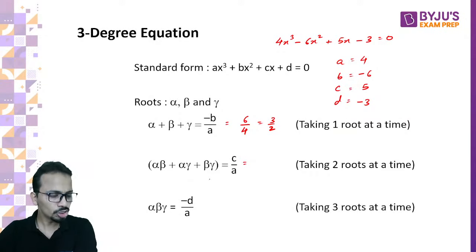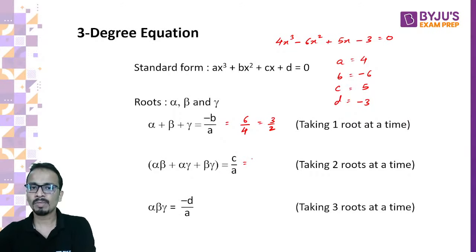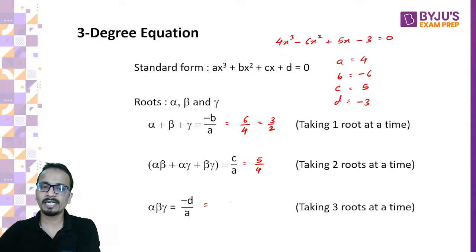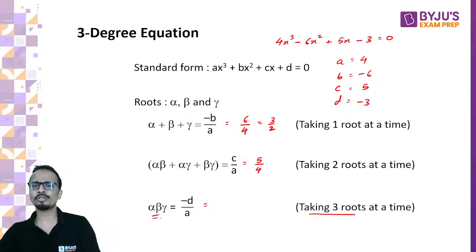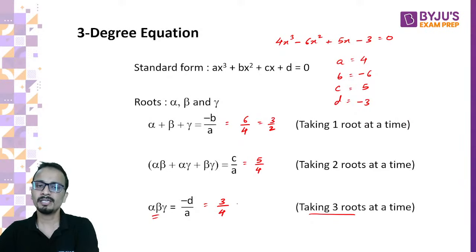Then the sum taking two roots at a time will be C upon A. Now C is 5 and A is 4. Then the product of all the roots, or the sum taking three roots at a time. The sum taking all the roots at a time can be written as the product of the roots also. So minus D upon A, minus of minus 3 will be plus 3 upon A, so it will be 3 upon 4.